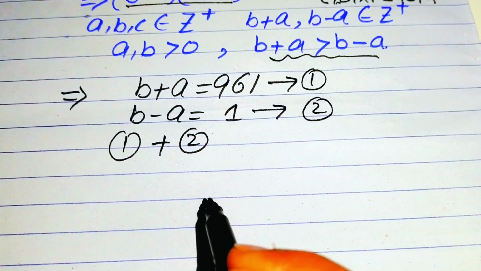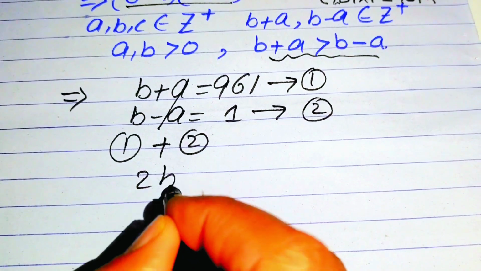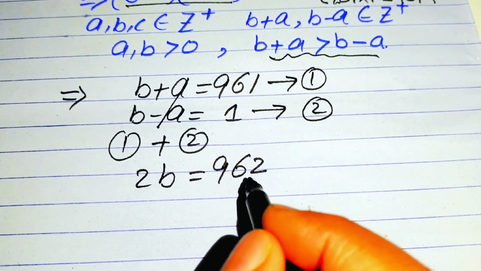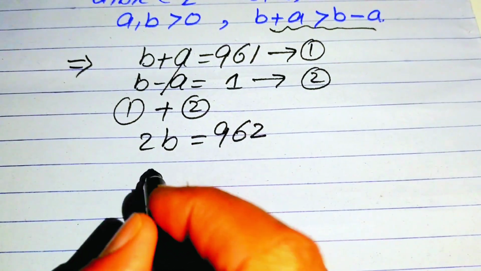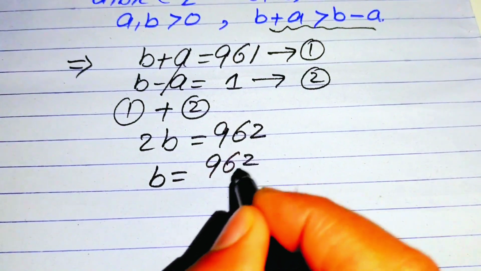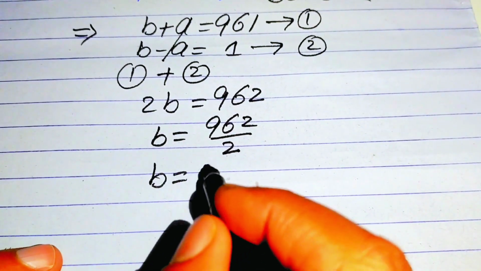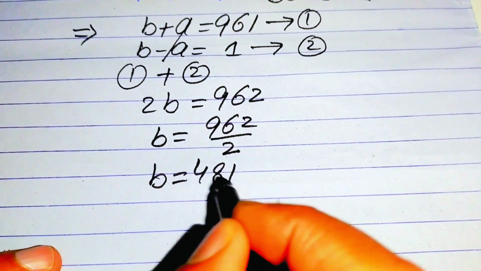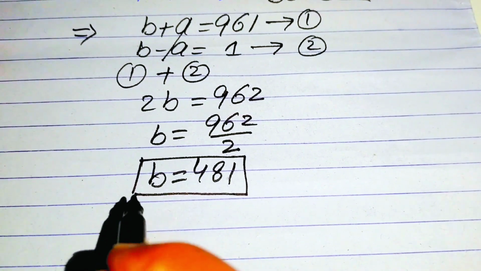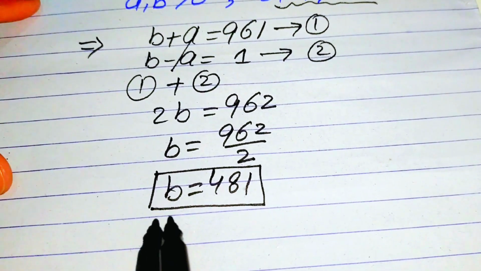You see that the a terms cancel each other and we get 2 times b equals 962. When we divide by 2 on the right-hand side, you get b equals 962 divided by 2, which equals 481. So this is the value of b, and our b is the hypotenuse of the given right triangle.